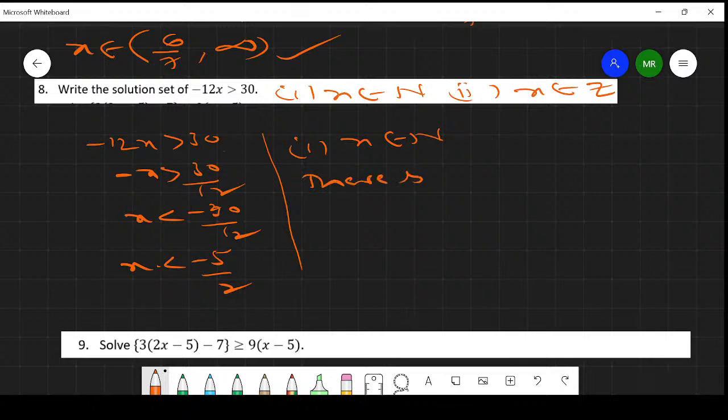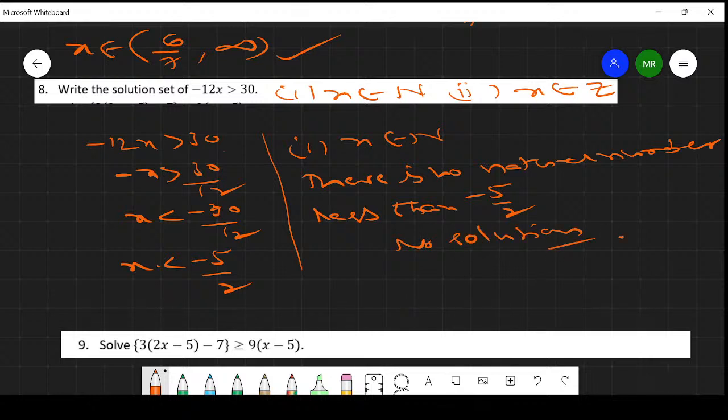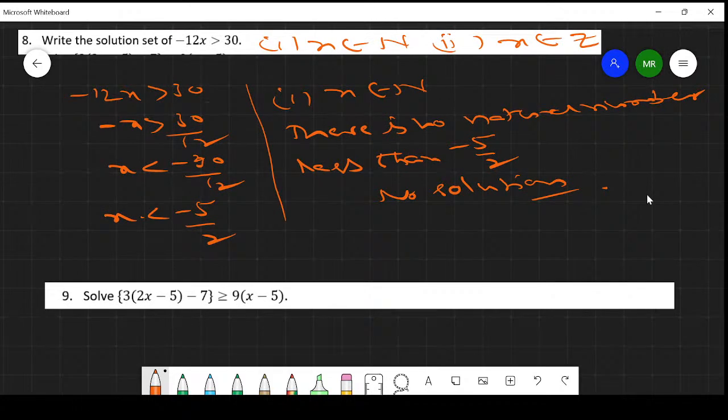If you want, you can write there is no natural number less than minus 5 by 2. That means your answer is, therefore, no solution. Case 2, x is an integer. Integer means you will get infinite values. Minus 5 by 2 is minus 2.5. You will get infinite values, right?